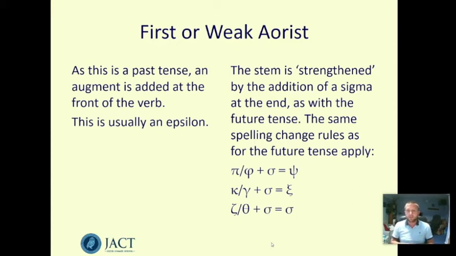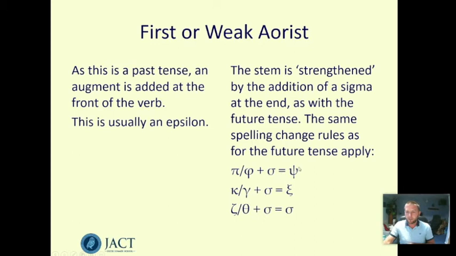It is the past tense, and so the verb needs to start with an augment. This normally means we're putting an epsilon at the front of the verb. For a little bit more detail on augments, have a look at the video on the imperfect tense, which explains them a bit further. The stem is then strengthened by the addition of a sigma at the end of that stem, as happens with the future tense, and the same rules about the final consonant plus sigma occasionally changing to a different one apply. For a bit more detail on those, again, have a look at the future tense video where they're explained a bit more thoroughly, but you can see they are summarized here.